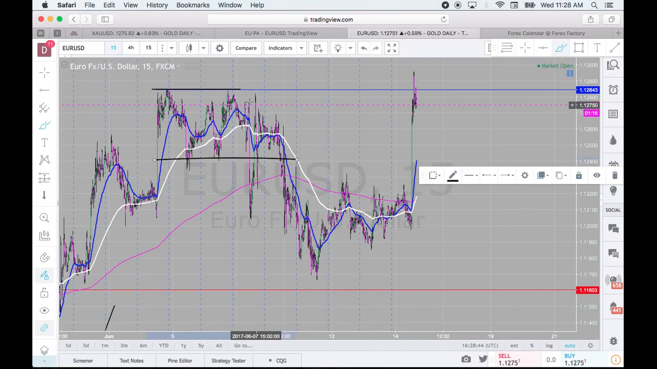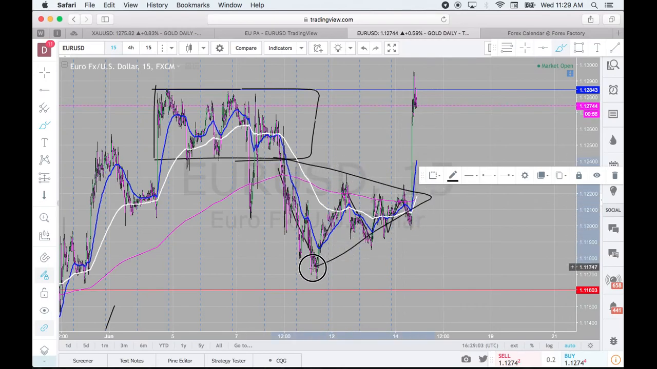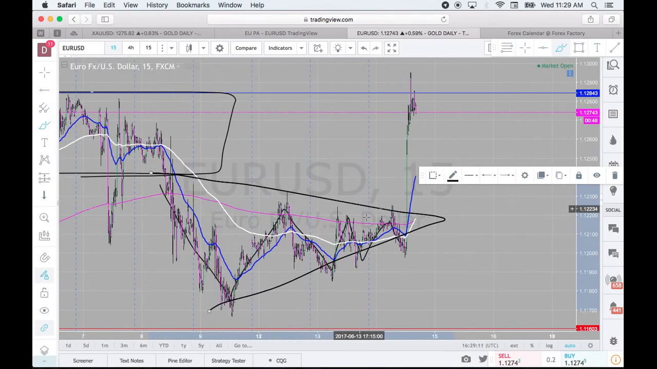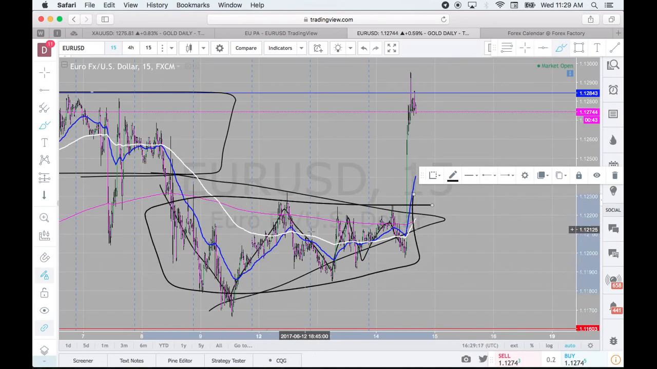Trapped liquidity in this zone, trapped buyers in here. Price came down, they hit their stop loss, and then consolidated in that wedge pattern to induce as much liquidity as possible. Retail traders saw this whole wedge as an opportunity to buy up and down and up and down.